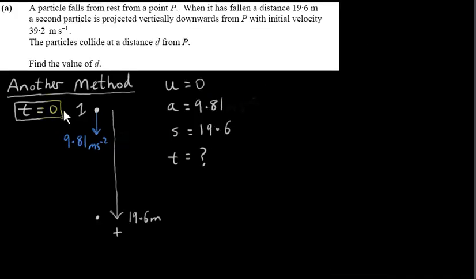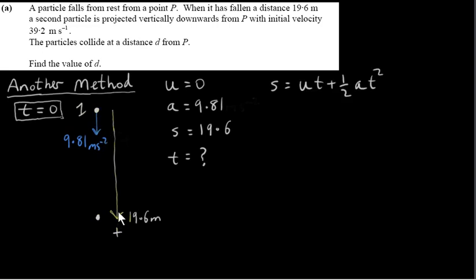Another method for doing this question would be to set the timer to t equals 0 at the instant that particle 1 falls from rest. So particle 2 hasn't come into the problem yet. Particle 2 will be launched vertically downwards when particle 1 has reached a distance of 19.6 meters. So the first thing I will do is get the time taken for particle 1 to travel a distance of 19.6 meters.